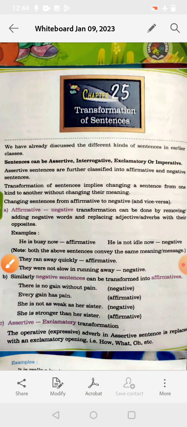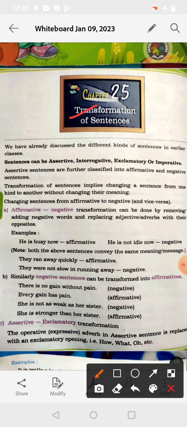Now, the meaning of transformation, I told you that transformation means changing. So transformation of sentences implies changing a sentence from one kind to another kind without changing their meaning. Like changing sentences from affirmative to negative, or from negative to affirmative, and vice versa, but the meaning will remain the same in both of the sentences, while the sentences will be changed accordingly.